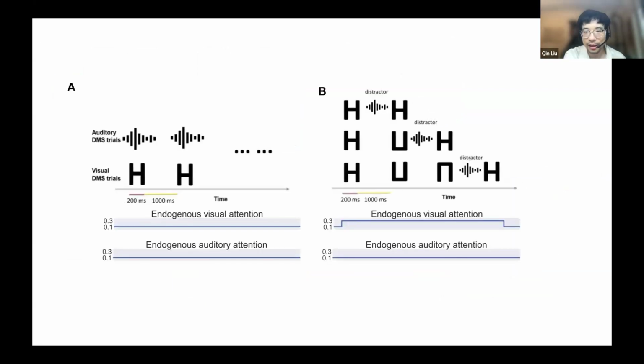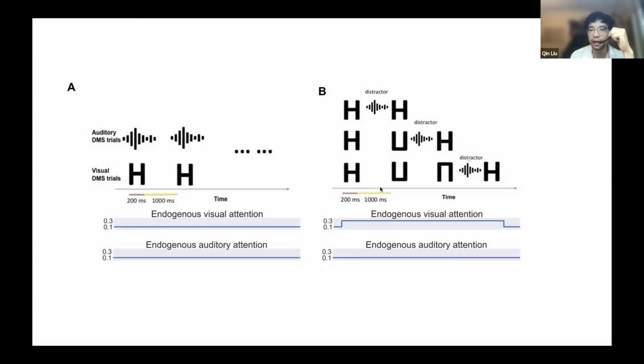And here are the tasks I designed for the simulation. On the left, I ran auditory delay matched sample tasks and visual delay matched sample trials simultaneously. For the auditory one, the model will listen to some sound, and then after a delay, another sound will be played. The model needs to tell whether it's a match to the first sound or not. And then the model will see an image, and then after a delay, another image. The model will need to answer whether the two images are the same or not.